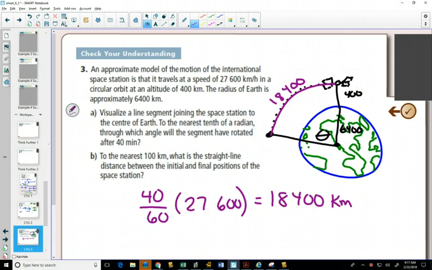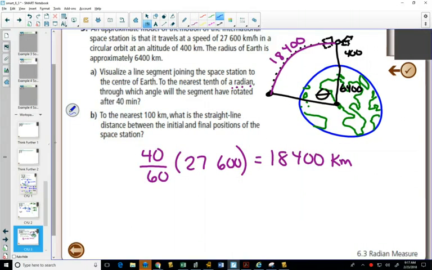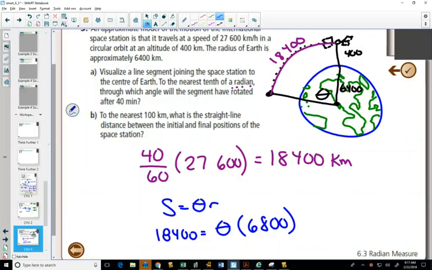We want our answer in radians, so we can use our formula for arc length with radians. That was that nice simplified one: s equals theta r. What do we know? What do we want to find? We know the radius, we know the arc length, and we want to find the angle. So we can plug things in. The arc length is 18,400, the angle we want to find, and our radius is 6,400 plus 400, 6,800.